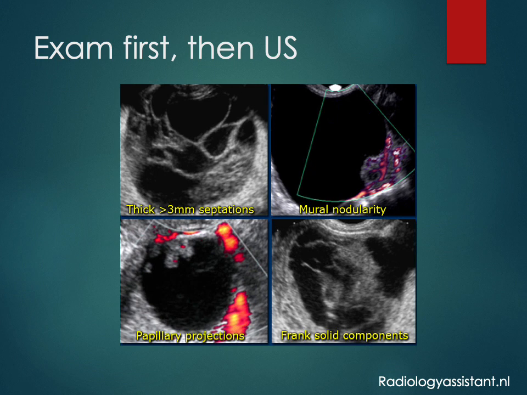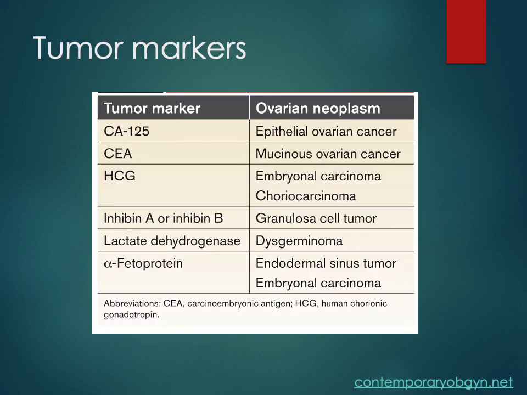So you always start off with a history and physical, but we'll just assume that you've done that. And then an ultrasound. These are some ultrasound findings that would raise your suspicion for these adnexal masses to be a cancer: thickened septations or mural nodularity, solid components, papillary projections. All these things would be in your question stem and would point you towards a malignant process. And then you're going to order some tumor markers.